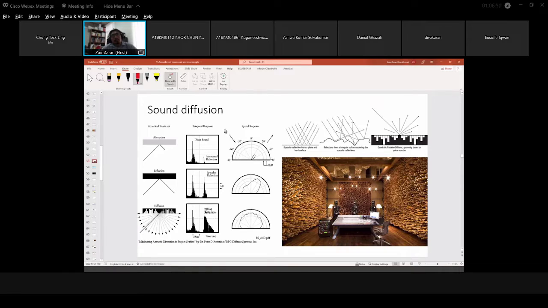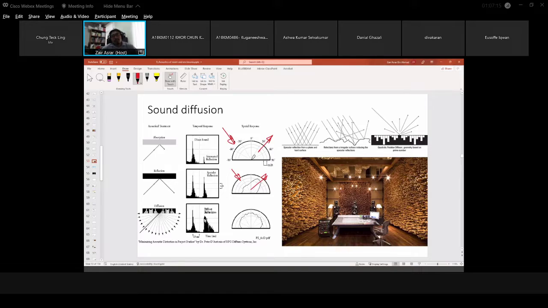The incident wave might be coming along this side, so based on Snell's law and so on, we have our reflected wave. The same goes here, we have our incident wave and then our reflected wave. So we have a specific incident and reflected wave direction. However, if we have a diffuser, what would a diffuser do?